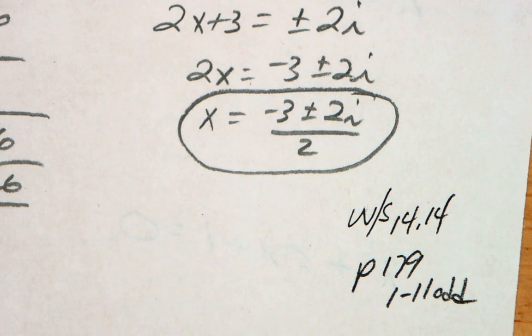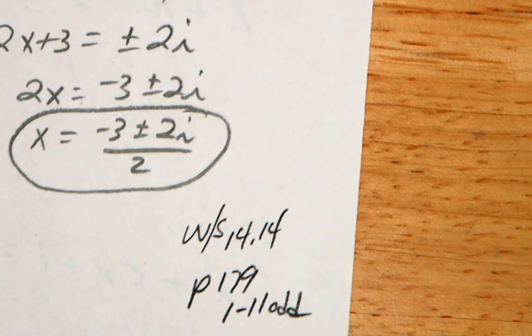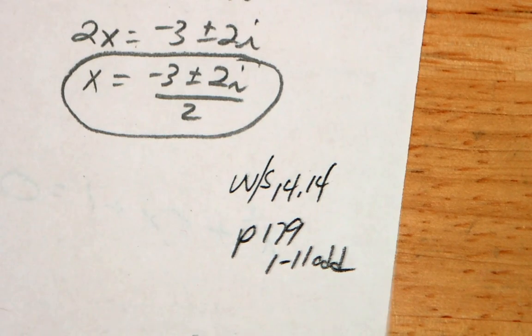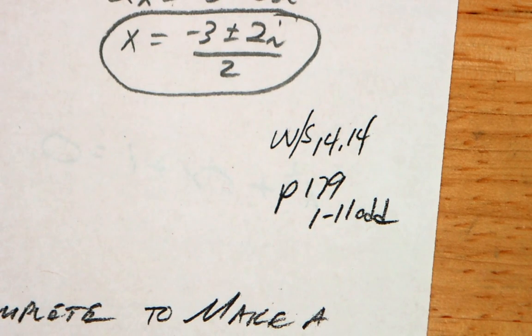So for today, here's what we're going to do. We're going to do worksheet 4.14, and then page 179, 1 through 11 odd.